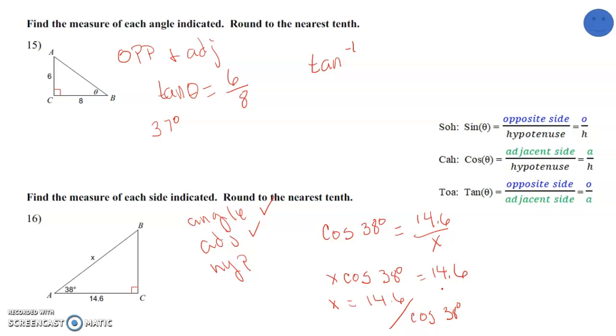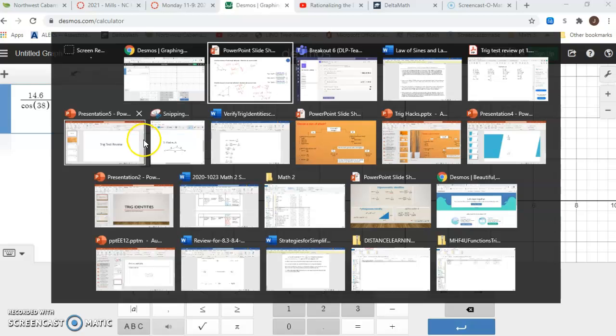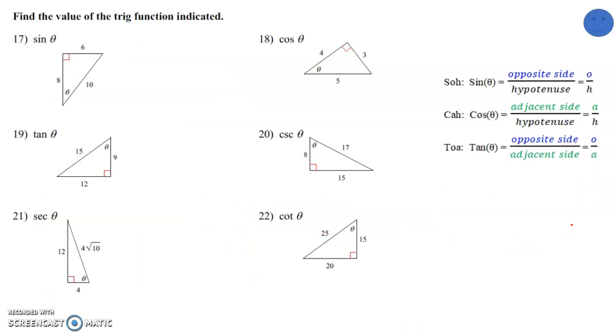All right, let's go do that on Desmos. Okay, so when we put that in the calculator, we get 18.52. So I'm just going to say 18.5, because they have one decimal place, so that's what I'm going to say. X equals 18.5. Good. Let's go to the next one.